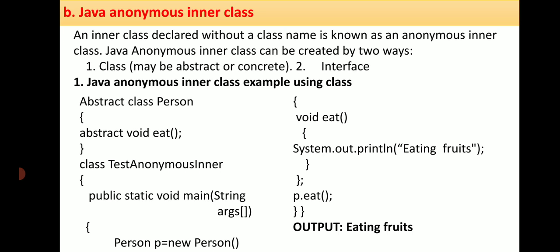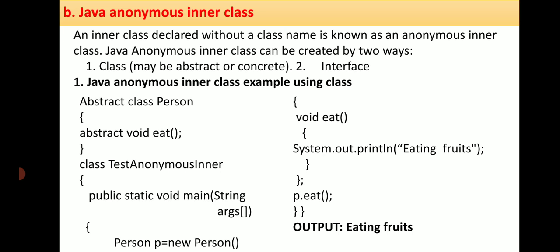First we study the Java anonymous inner class using a class. Here there is a class of type abstract, and this abstract class contains an abstract method, the eat method. Then we are creating one more class, in which we define the main method, and here we create an object of the abstract class Person, and directly implement the abstract method.